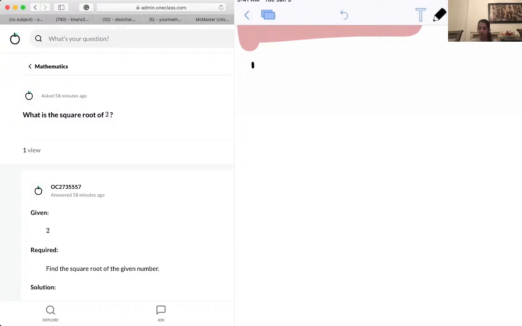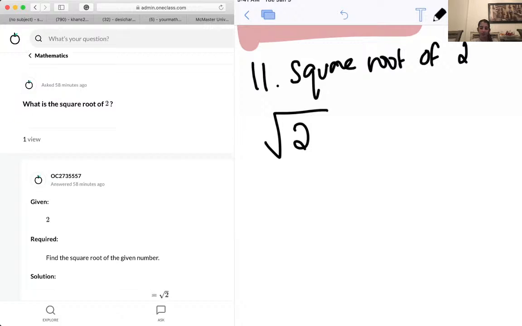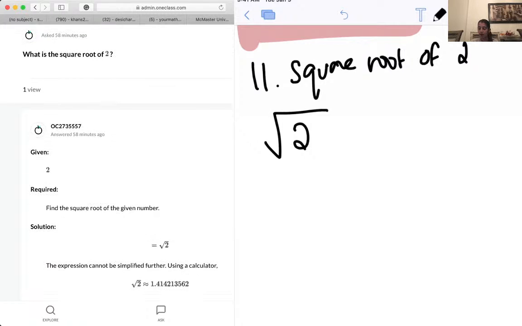This question asks us for the square root of 2. We can't mentally do that, so we're going to use our calculator. It literally just asks us the square root of 2. You can plug that in to your calculator and you're going to get about 1.41. I just stop at 3 decimal places.